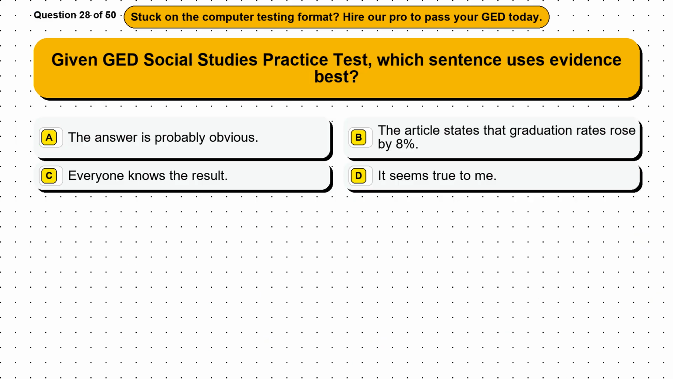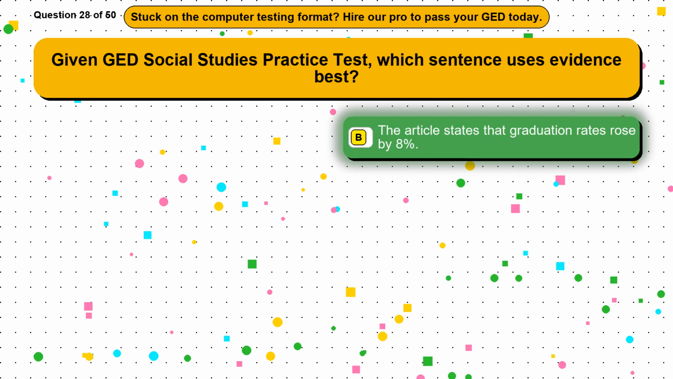Question 28. Given GED Social Studies practice test, which sentence uses evidence best? Option A. The answer is probably obvious. Option B. The article states that graduation rates rose by 8%. Option C. Everyone knows the result. Option D. It seems true to me. The correct answer is option B.